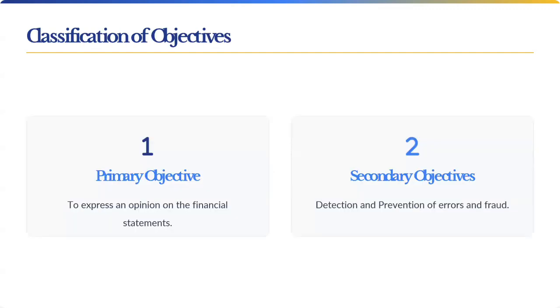So there are two objectives of auditing. First is the primary objective and second is the secondary objective. The primary objective is for the opinion on financial statements. If there is any difference in the financial statements, then only we are going to check it out, be it your balance sheet, your trial balance, or your profit and loss. If there is any misappropriation or any issues, we are going to check out the objectives that are primary. Then we have secondary objectives, that is detection and prevention of errors and fraud. So we'll talk about it in the next part.